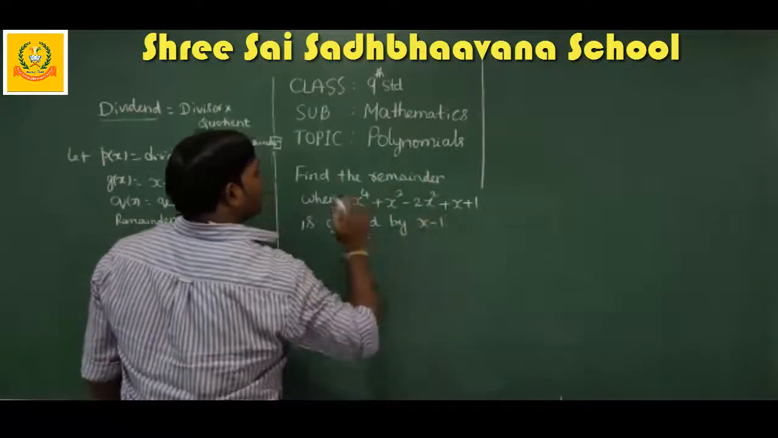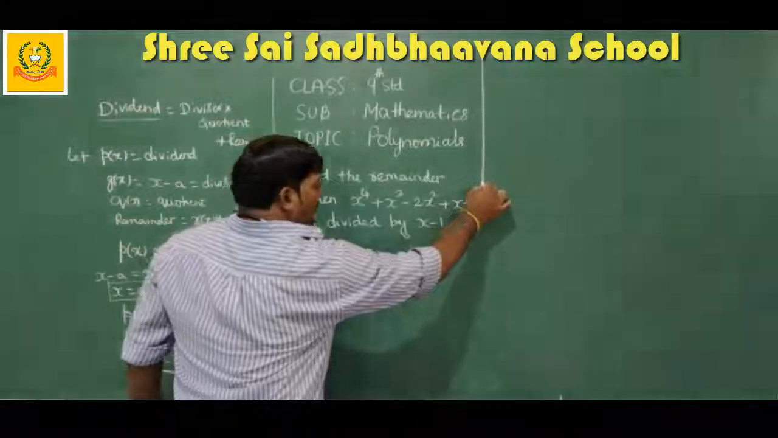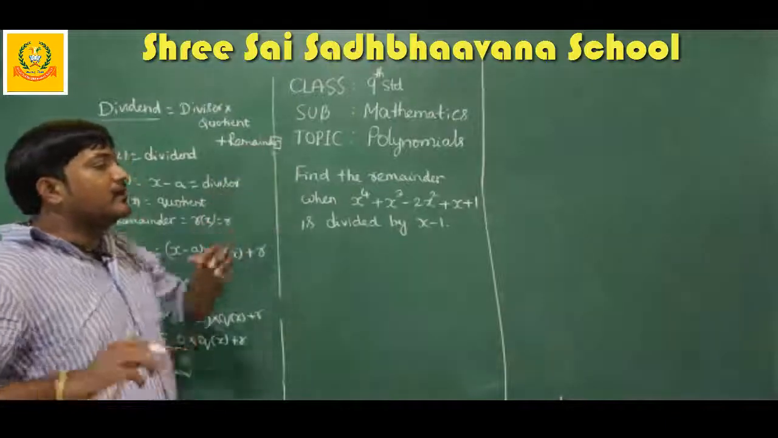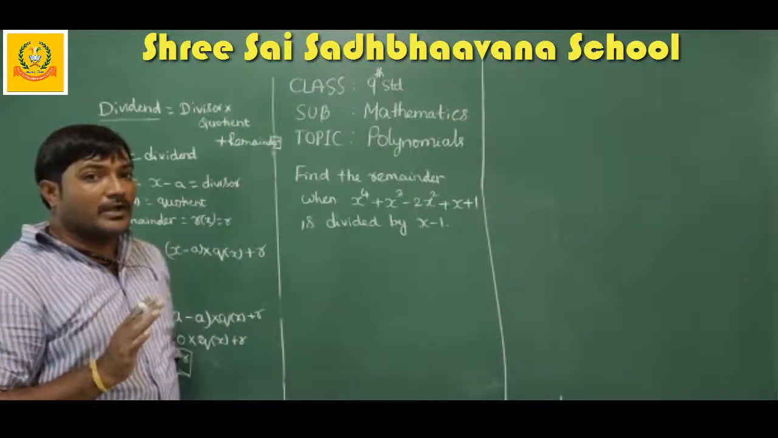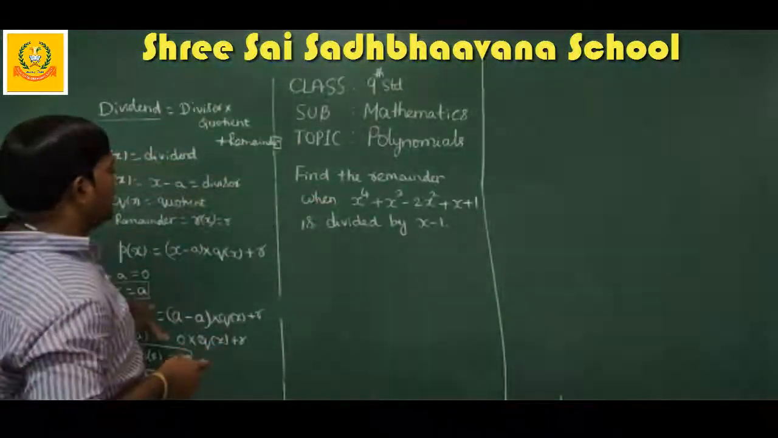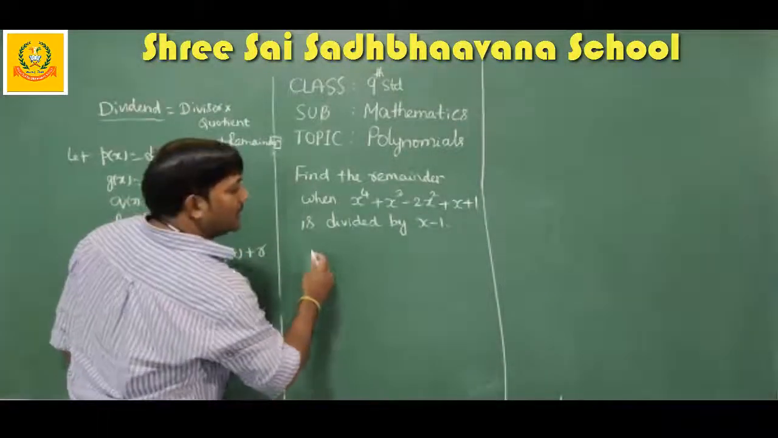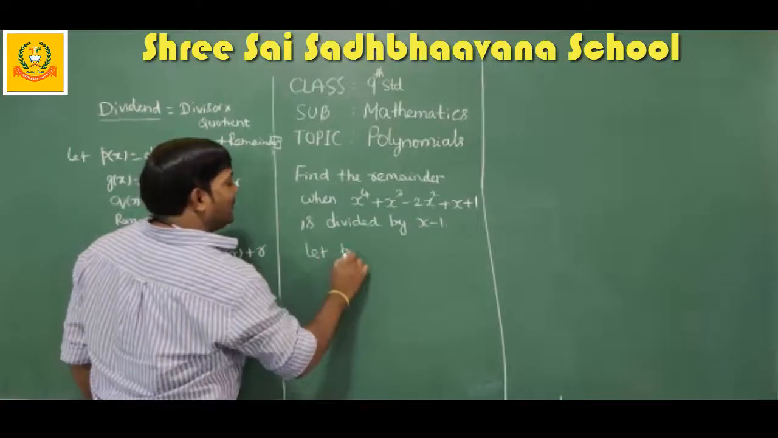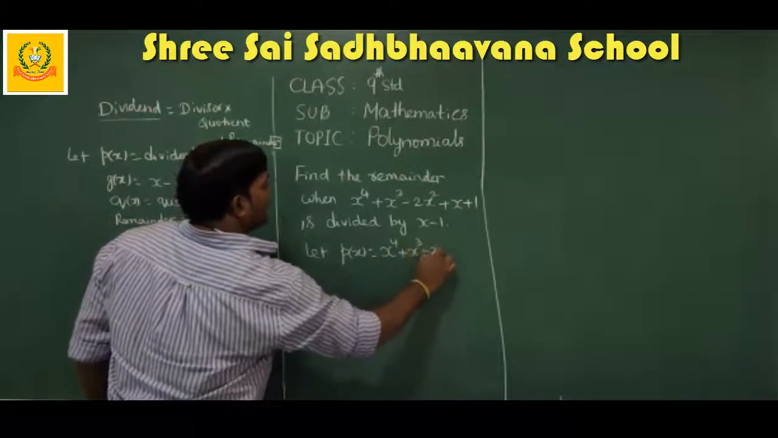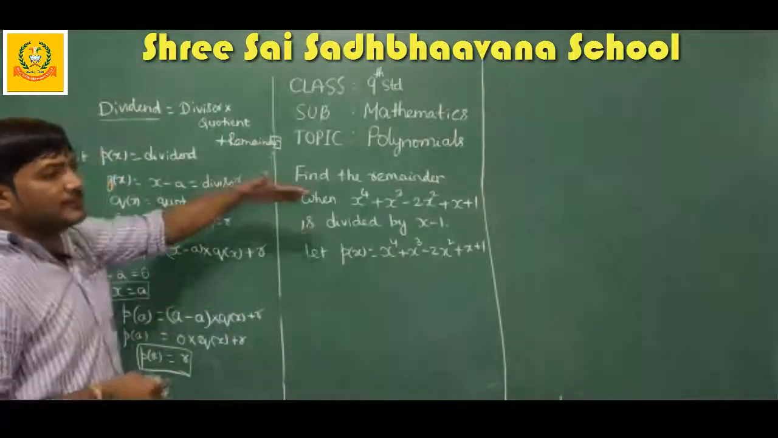See, whenever they ask to find the remainder, you need not divide. Earlier you were dividing because you didn't know what the remainder theorem is. Correct? Now we know the remainder theorem, so no need to divide at all. So you can just apply the remainder theorem. Just compare this with what we proved so far. So P of x is the dividend. Let P of x be x power 4 plus x cube minus 2x square plus x plus 1. Correct? We have assumed P of x as this.